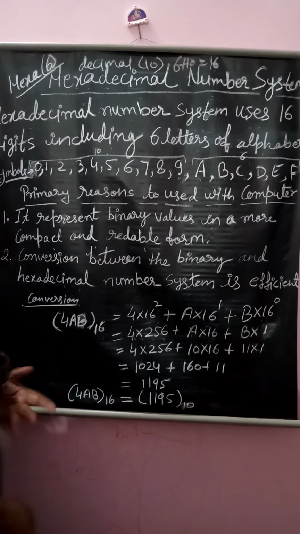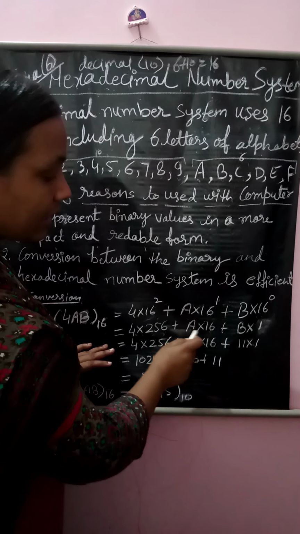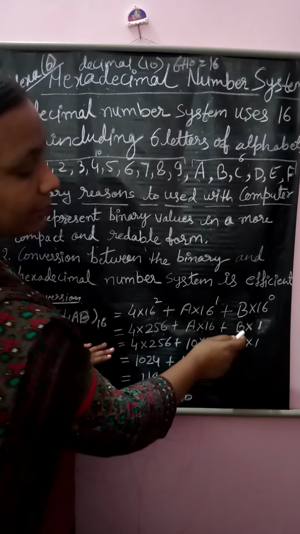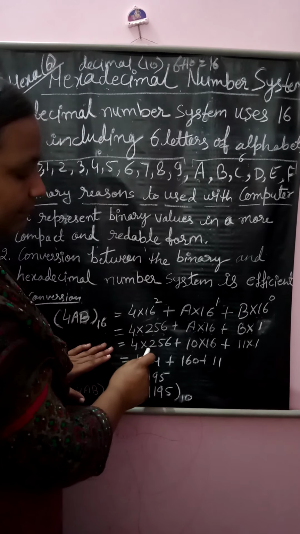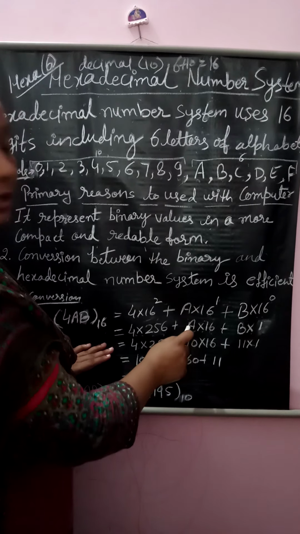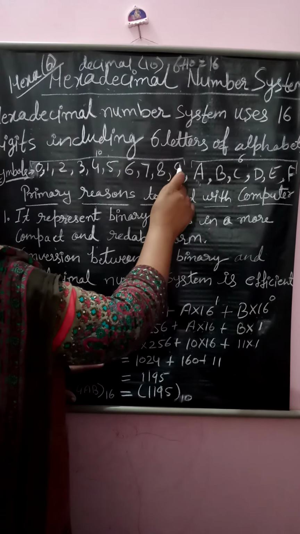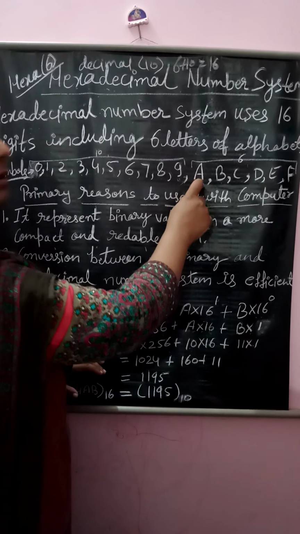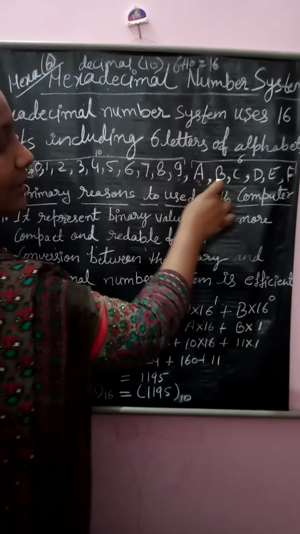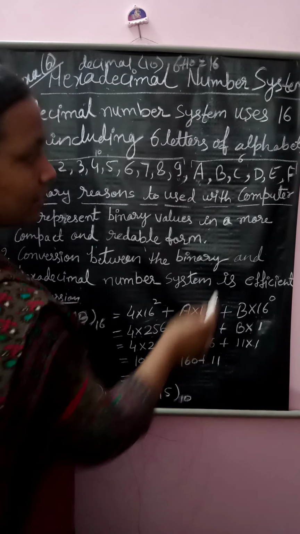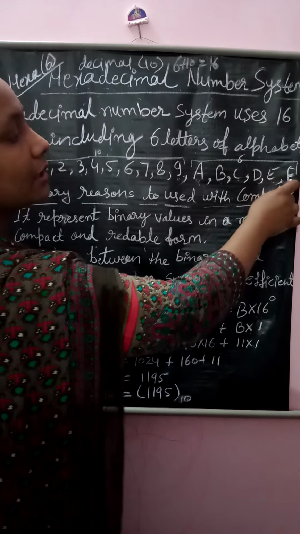Now we simply solve it. 16 multiplied with 16 is 256, so 4 multiplied with 256, A multiplied with 16, and B multiplied with 1. Instead of A, what will we write? 10. Why? Because after 9 the place will be 10. So we write 10 here. B is 11, the 11th place. If it is C, then 12. D is 13, E is 14, F is 15.